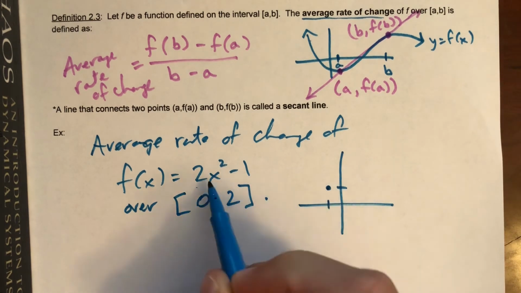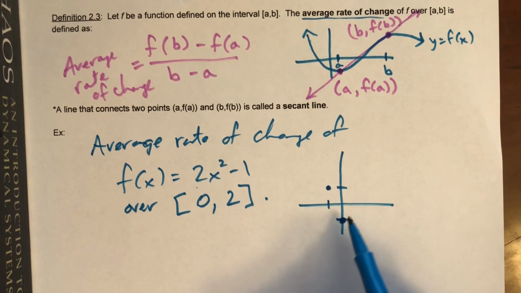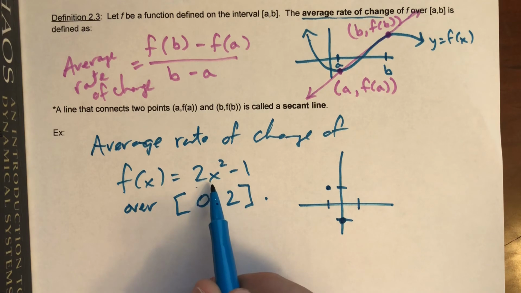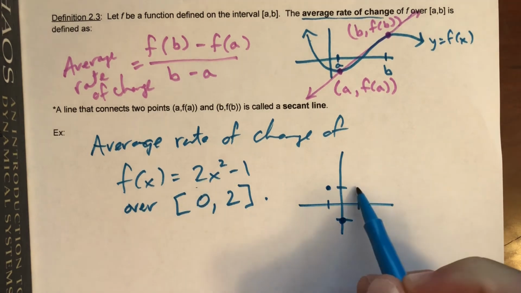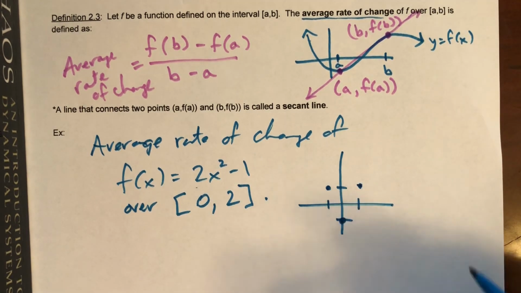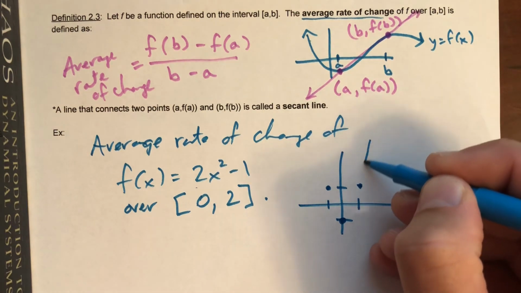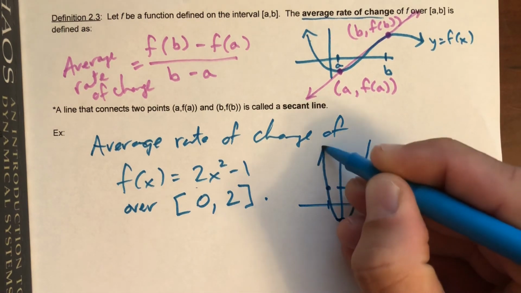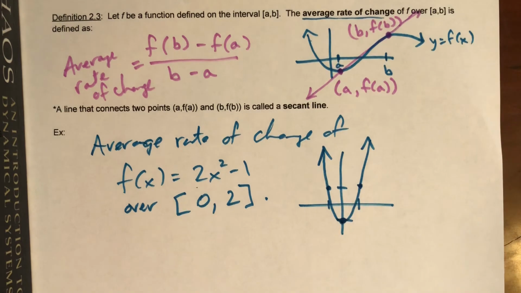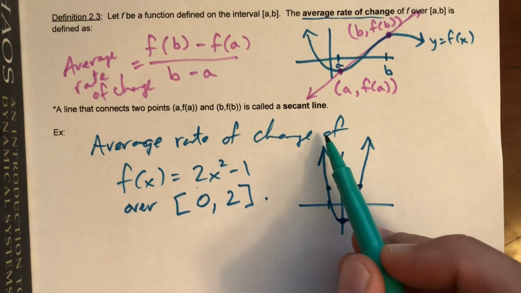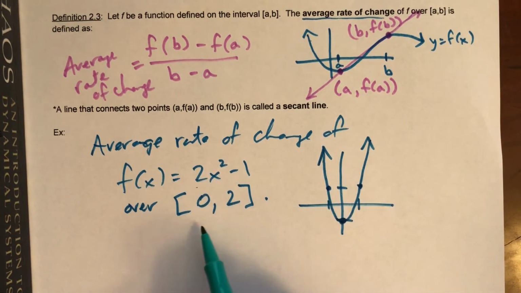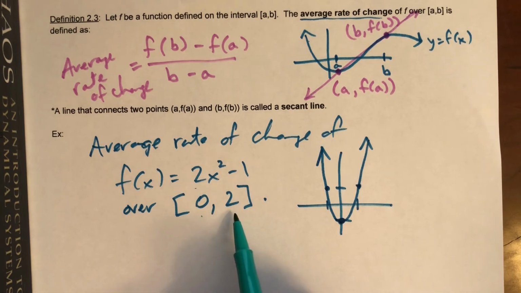If I put in 0, I'm going to get -1. If we put in 1, we're going to get 1 squared. Okay, that's going to be 1. So, you know, plot a bunch more points if you want to, and we can draw a picture here. So here's what our graph looks like. Average rate of change of this nice function between x equals 0 and x equal 2.